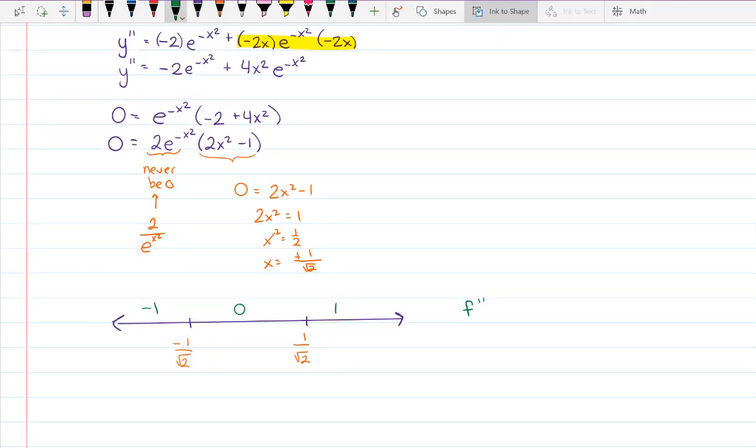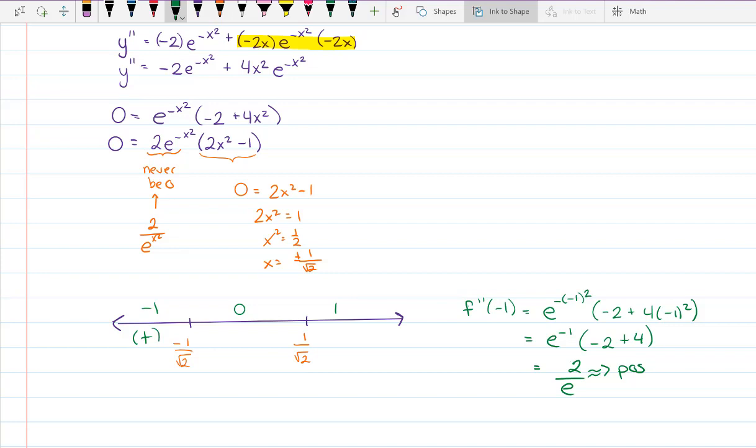So now what we have to do is plug those into the second derivative. So you get f double prime of negative 1 is equal to e to the power of negative 1 squared times negative 2 plus 4 times negative 1 squared. So this is going to be e to the negative 1 times negative 2 plus 4. So this is 2 divided by e, which I don't know what this actually is, but it is positive. And that's what's most important, that it comes out to be positive. So we put a plus right here and an arrow going up.